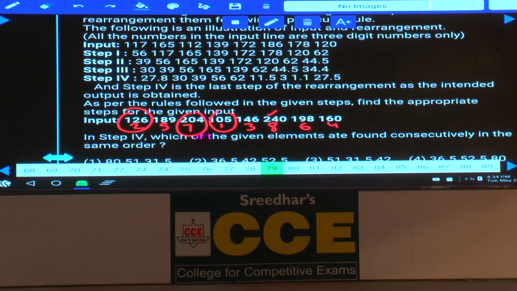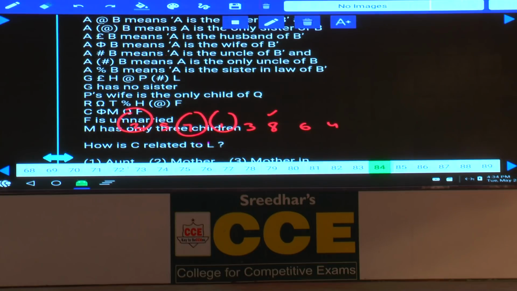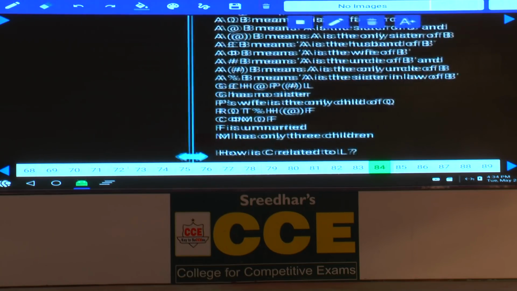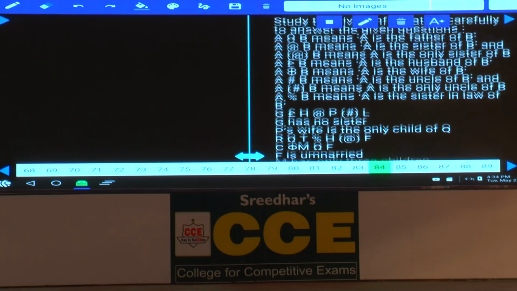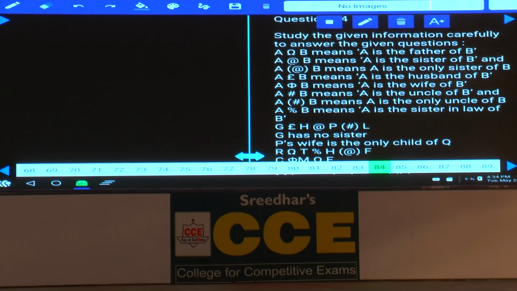Then after this, 79 to 83, then question number 84 onwards. Now these question numbers 84 and 85 are based on what? Blood relations. Now in this blood relation, what is the information given here? It is a coded blood relation.